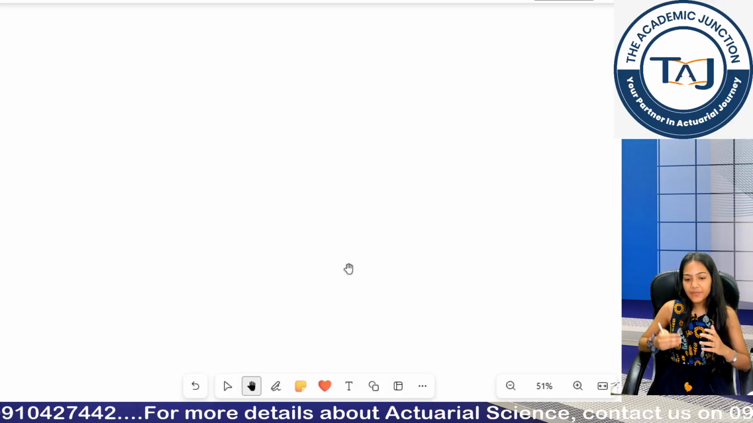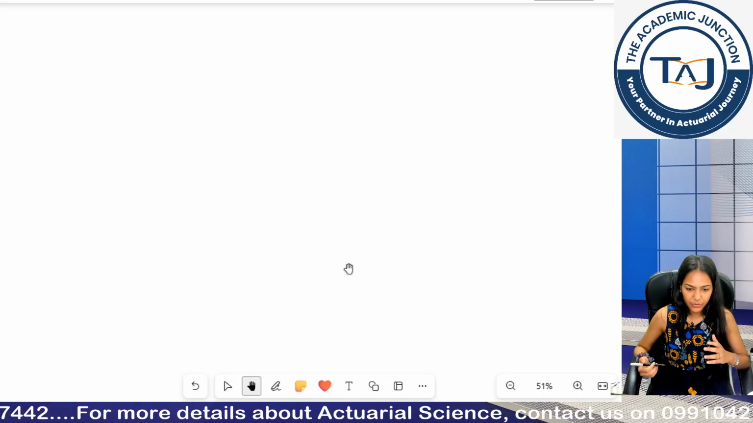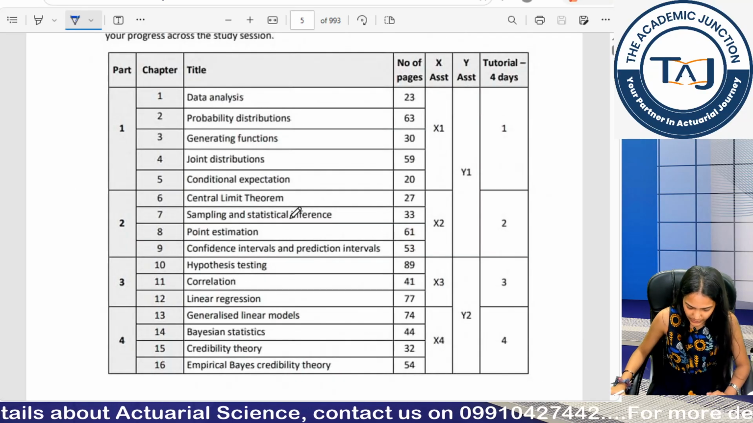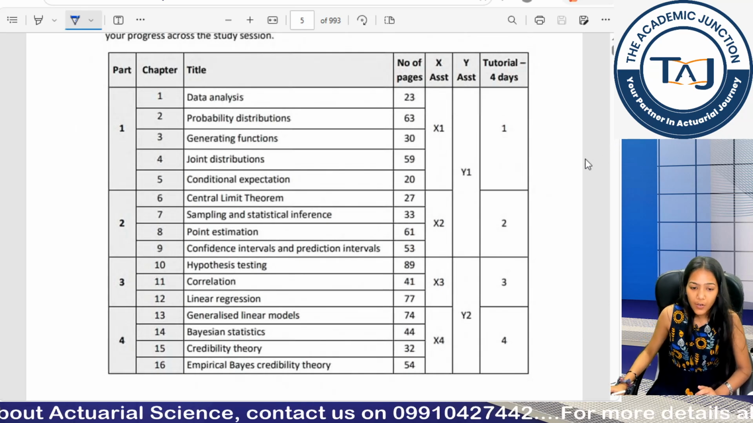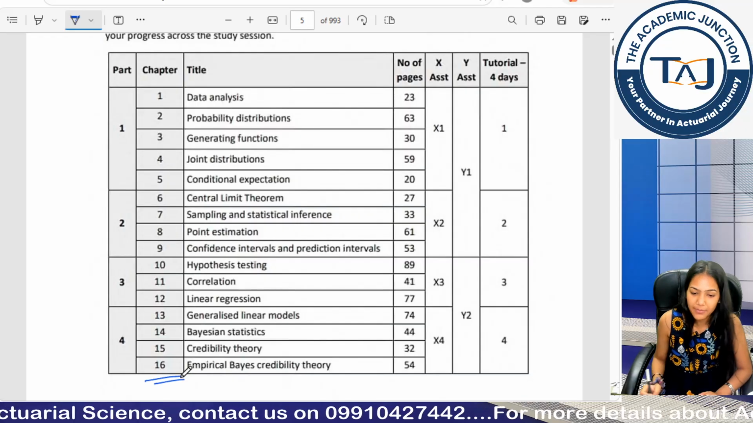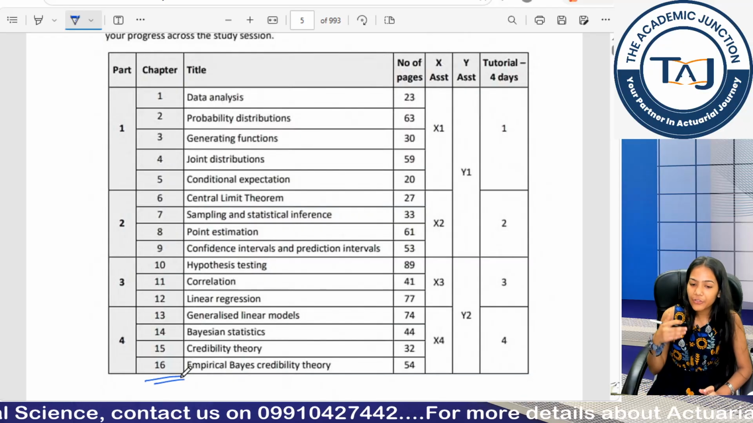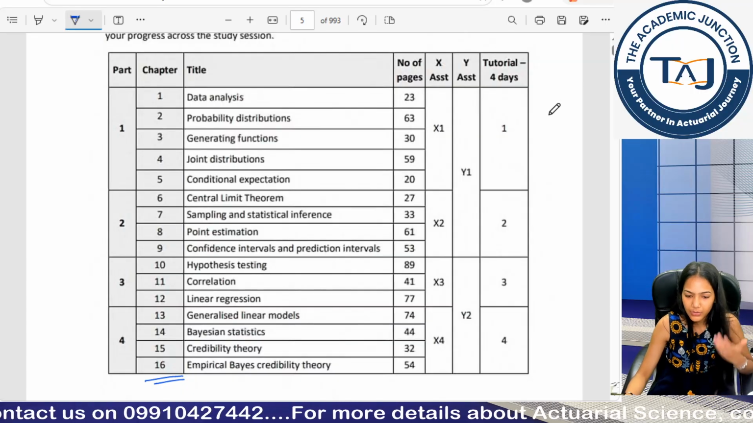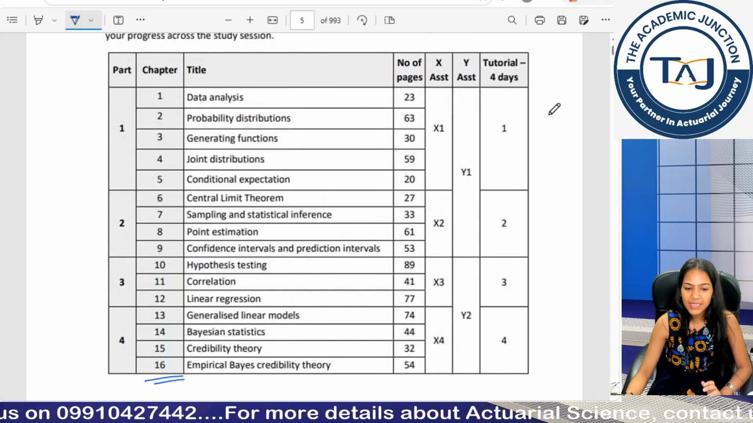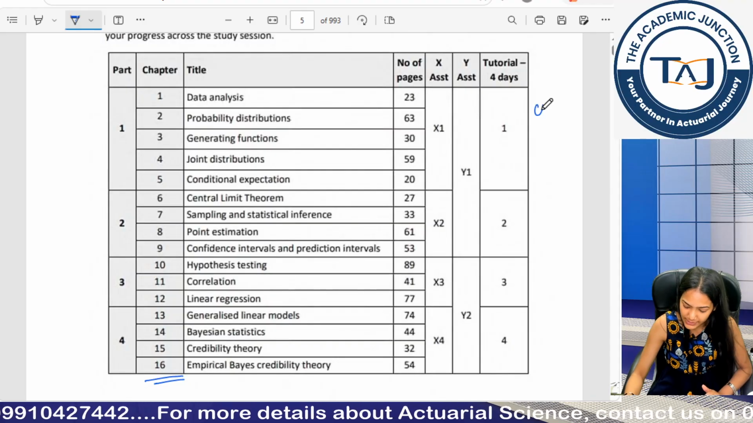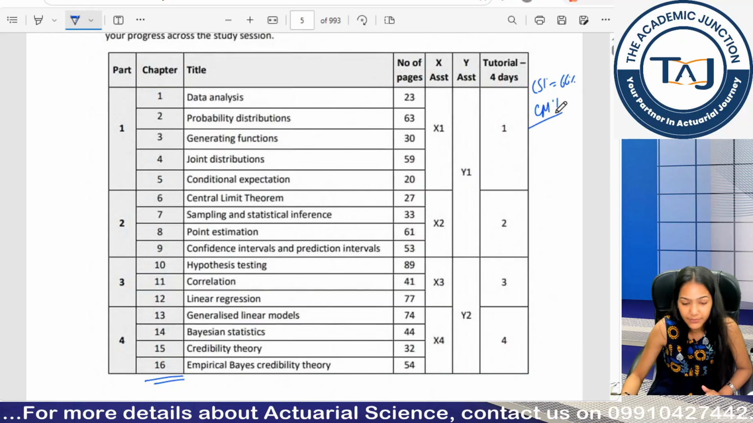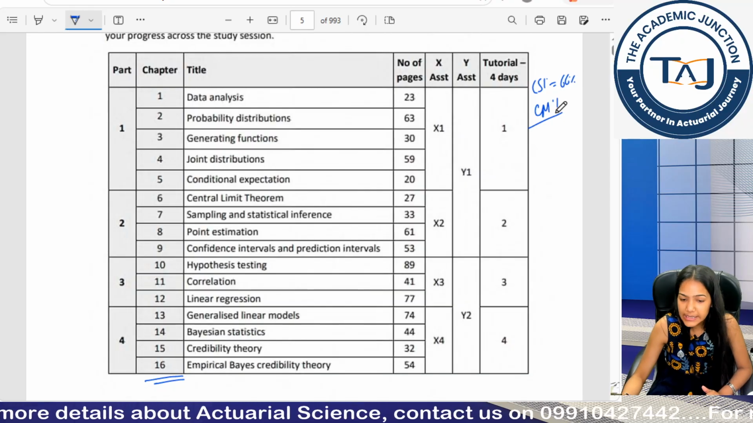Now let us go specifically into the chapter wise description. Okay, so let us do chapter wise description. Let me open up the file for you. So yes, this is the content of CS1. We will be doing 16 chapters basically. This is considered one of the shortest papers. If you have appeared previously for CM1, then this might look comparatively easier, because CS1 is basically only 66% of CM1. Okay, so comparatively it is easier than CM1.